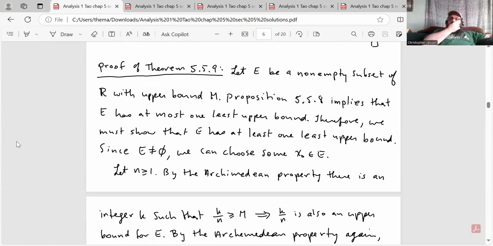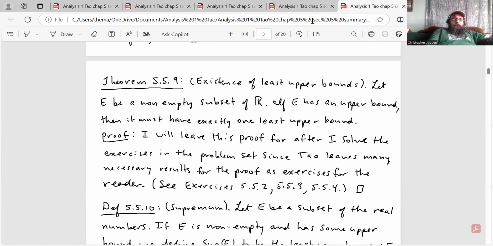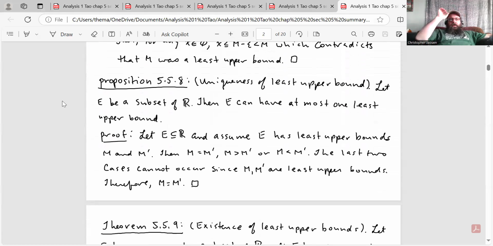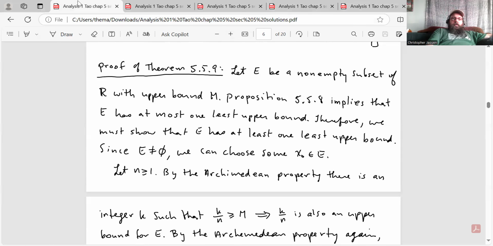Okay, so let E be a non-empty subset of R with upper bound M. Then proposition 5.5.8 implies that E has at most one least upper bound. Let me show you what 5.5.8 says. That's this one, uniqueness of least upper bounds. Let E be a subset of R. Then E can have at most one least upper bound. Right, we proved that in the section.